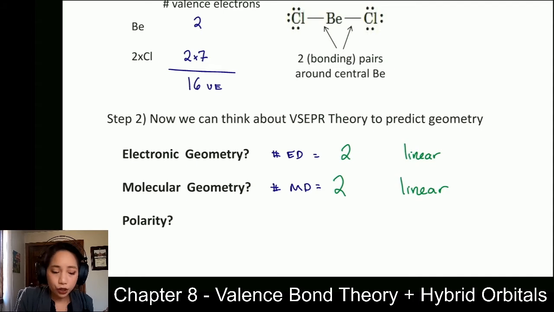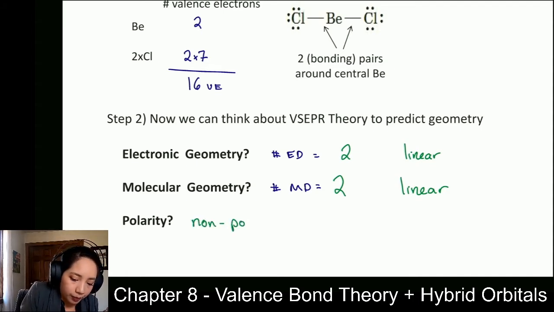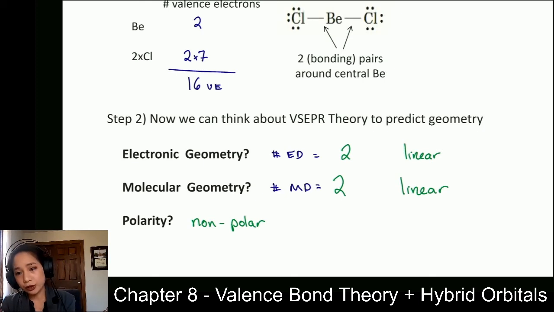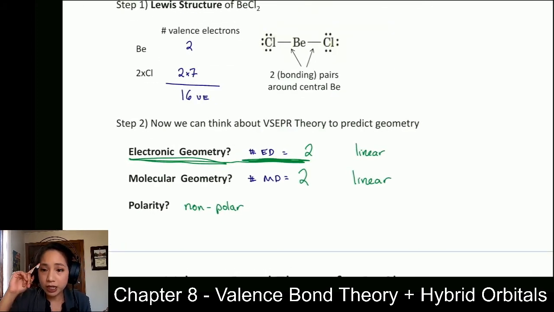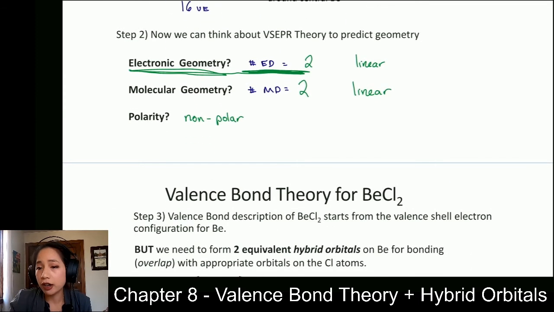And then this molecule is overall nonpolar because the linear arrangement will cancel out those vectors of the polar covalent beryllium chloride bonds because they're 180 degrees from one another. So what's important here in step 2, and that we need to take some of that information in step 2 to move on to step 3, which is applying valence bond theory, is we need to know the electron geometry and number of electron domains in our next step. So keep that in mind. We need to know electron domain number for valence bond theory and figuring out what orbitals are involved in hybridization.